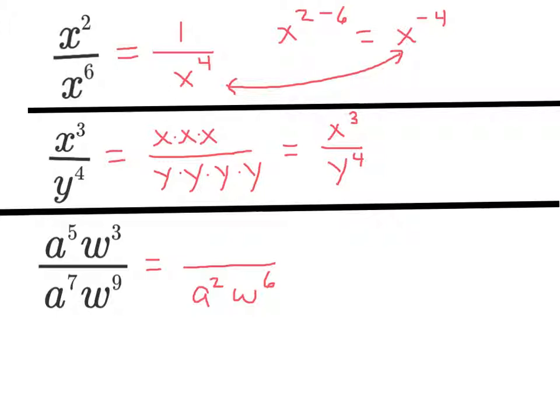And what you have left on the top is not a 0 again, but it's the 1 times the 1 that you would have gotten when you reduced. So it ends up being 1 over a squared w to the 6. And that would be your final answer.